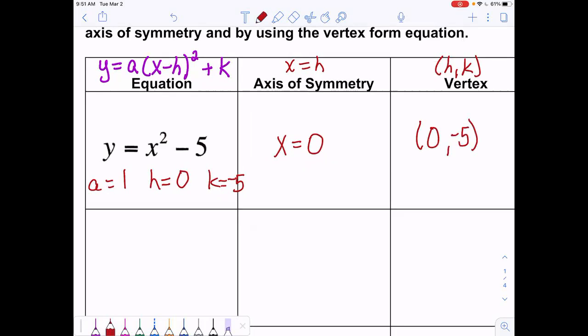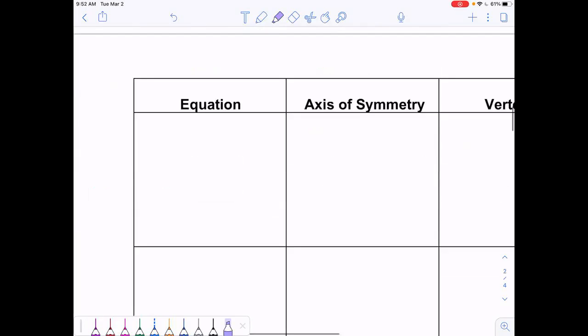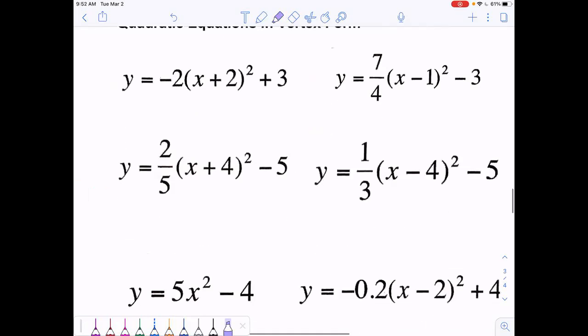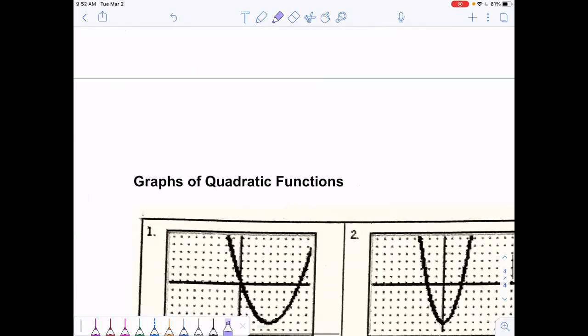All right, so here's where the matching part comes in. We're going to use this vertex. This vertex is 0, -5. And we're going to see if we can match that vertex with the graphs that are down below. So we're going to go to the graphs. You got to scroll down a little bit.